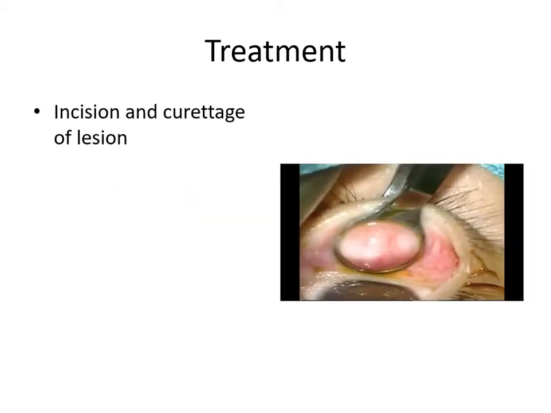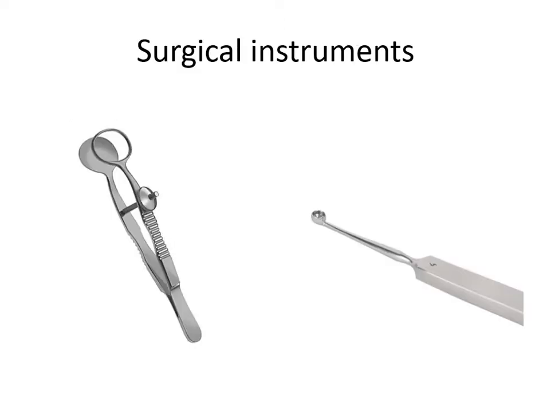Another question is, what is the treatment of chalazion? The treatment of chalazion is incision and curettage. In the afternoon session you will be shown these instruments. This is the chalazion clamp and this is the chalazion scoop. Whenever this instrument is given to you, the examiner will ask you, how will you apply this instrument?